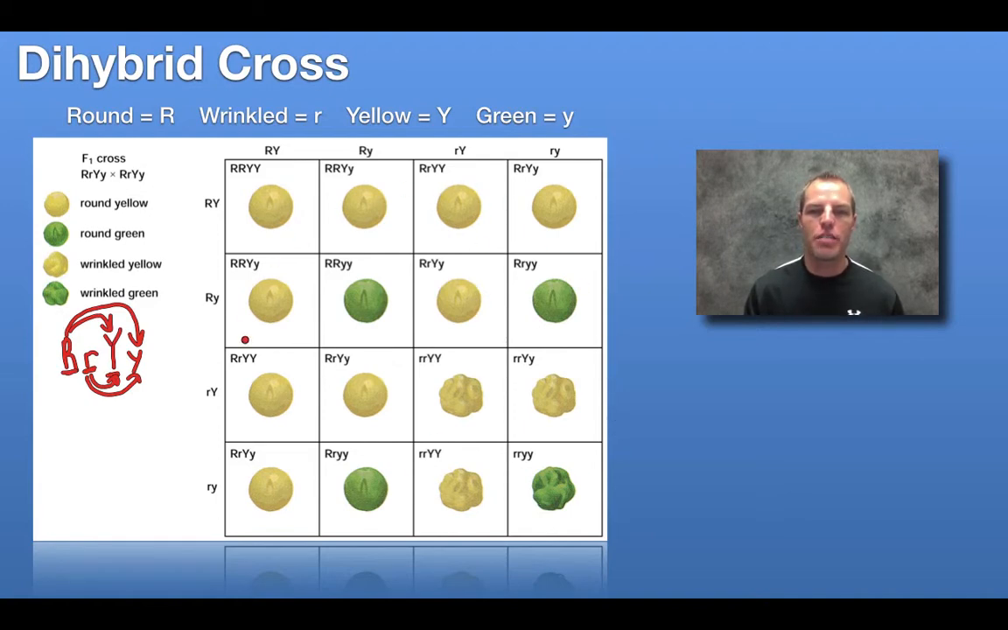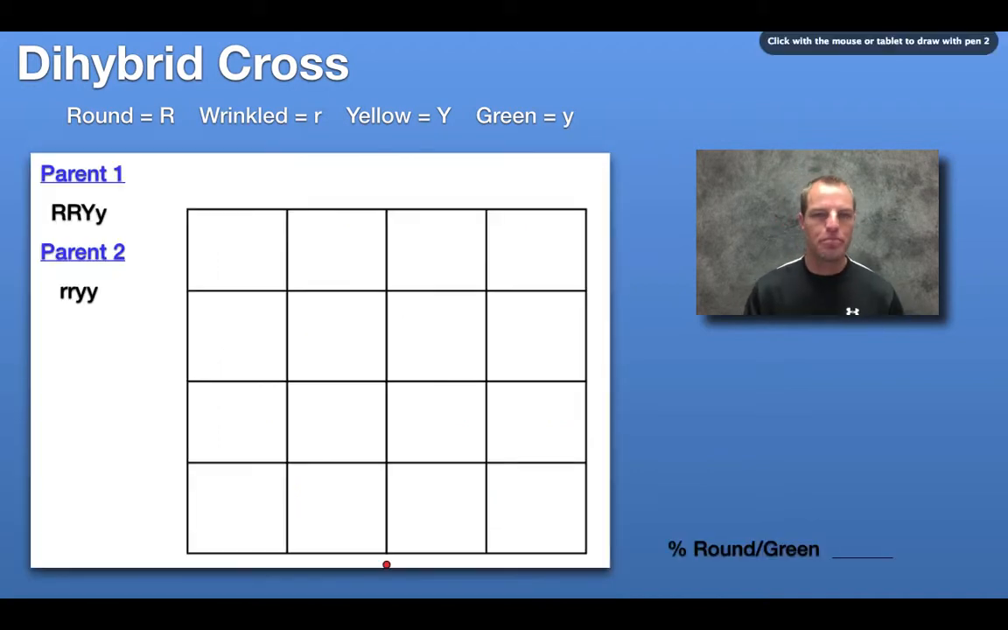And rather than each box being worth 25%, because we have 16, each box carries a weight of 6.25%. All right, and so we would just add up the number of boxes that got the result we wanted and then go from there. So let's do one example together.